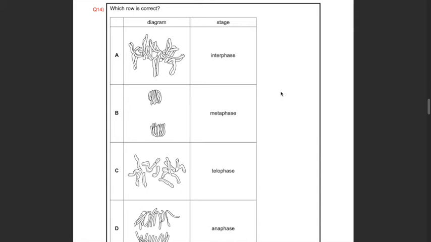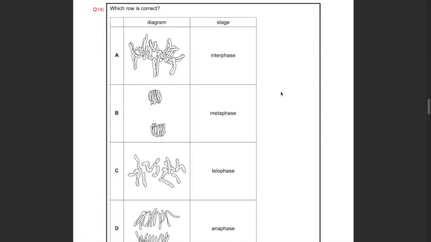For example, if you look at A, the stage being interphase is not part of mitosis, whereas the diagram given shows a stage of metaphase because the chromosomes are somewhat aligned at the middle or the equator of a cell. If you look at B, for metaphase, this is obviously not the correct diagram because at metaphase, the chromosomes line up towards the middle, not towards the ends or poles of a cell. Therefore, B is incorrect.